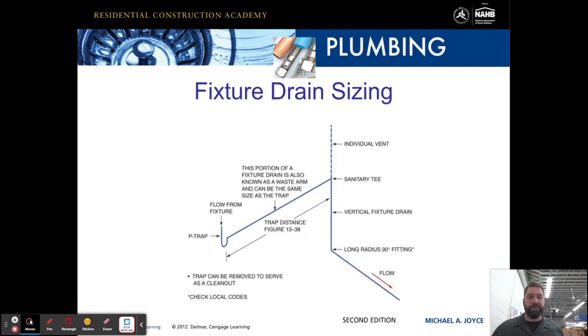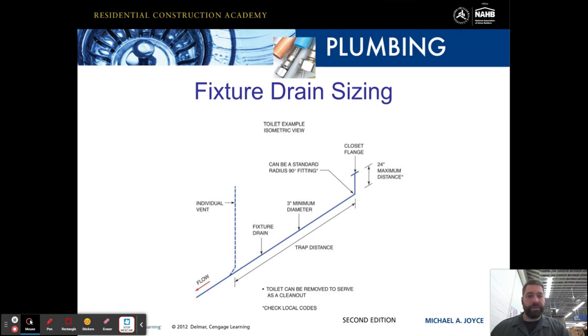So here we have fixture drain sizing. If we check this out, a lot of these things we already covered. So up here we have our individual vent. This would be our sanitary T, which catches the two. This is our vertical fixture drain, a long radius. So this isn't going to be a quick 90. This is going to be a long 90, and it's flowing out that way. So this portion of a fixture drain is also known as a waste arm and can be the same size as the trap. So here's our waste arm here. So the waste arm goes from the trap up to the vertical fixture drain. And the trap distance is in figure 1338. In this instance, the trap here can be removed and used as a clean out.